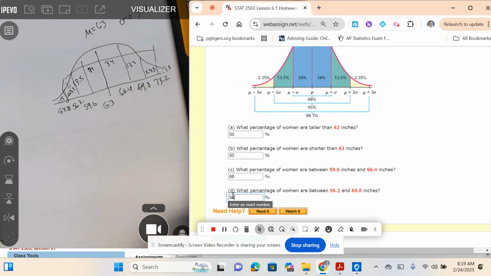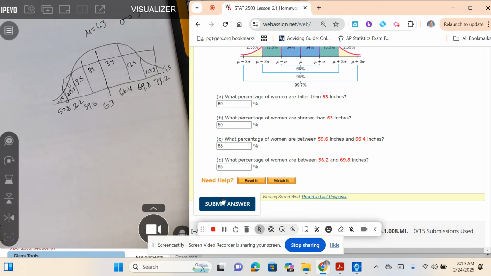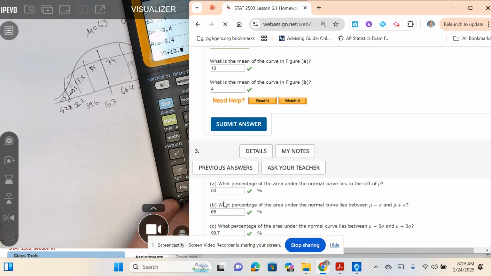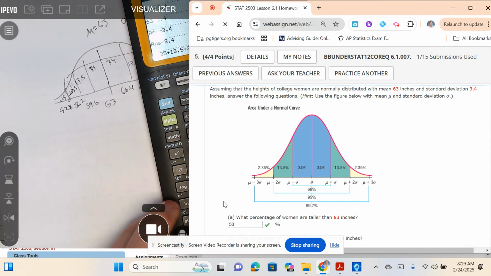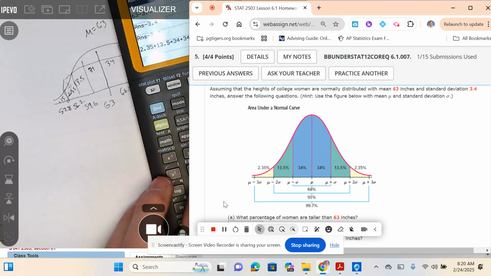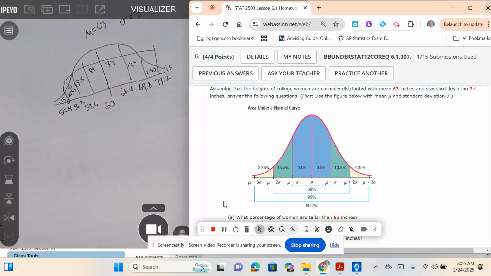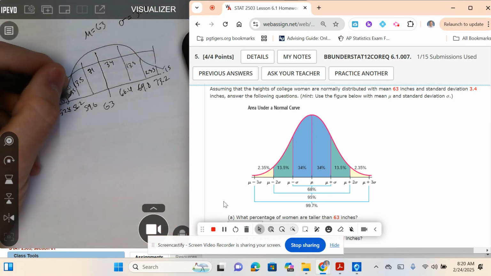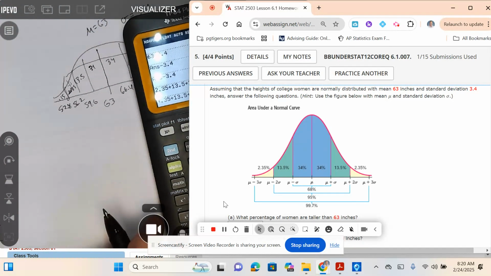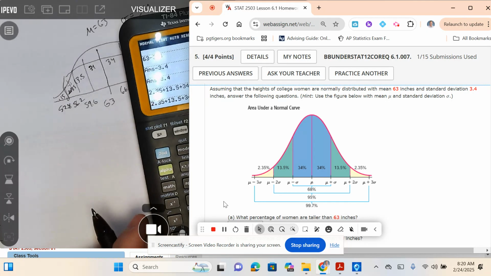I'll prove it to you here. So why is it 95? 2.35 plus 13.5 plus 34 plus 34 plus 13.5 plus 2.35. Oops, I didn't mean to add this 2.35. It's just from here to here. My chart is hard to read. So it's just that it's 95%. I'm not supposed to include the 2.35, so that's my fault. I apologize for that. 95%. Okay.